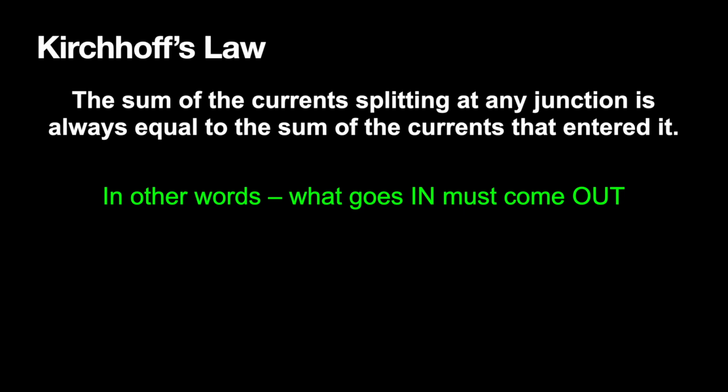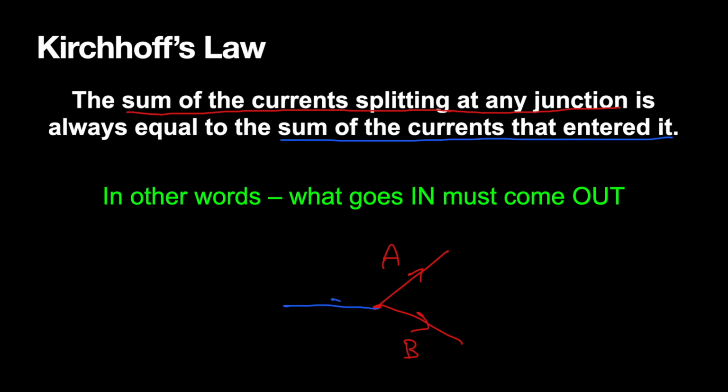So, the sum of the currents splitting at any junction, so we can imagine currents splitting in this direction and this direction. Let's call this A and B, is always equal to the sum of the currents that have entered it. So we can call this C. And we can state that C is equal to A plus B. These two currents are equal when added up to this value.